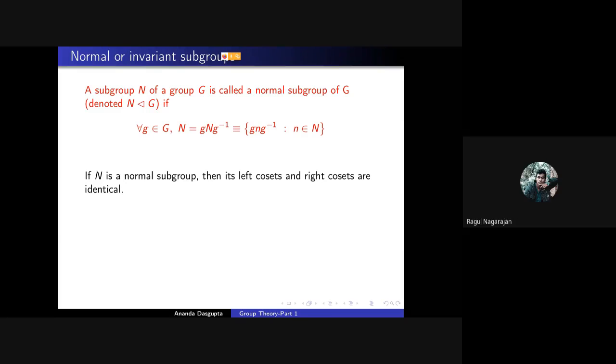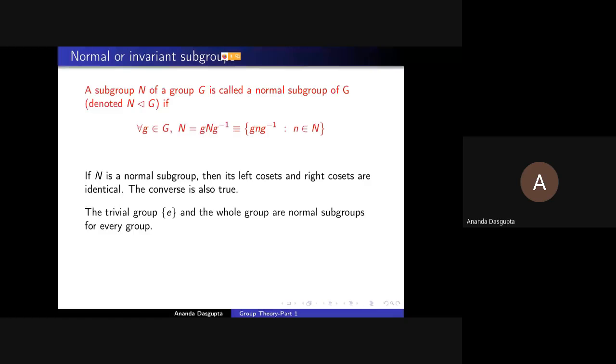What about the converse of this statement? If all left cosets and right cosets are identical, then N is a normal subgroup. Yeah, that's true. But that's important, it's all, not any. Okay, that actually was a statement that I had. The converse is also true.